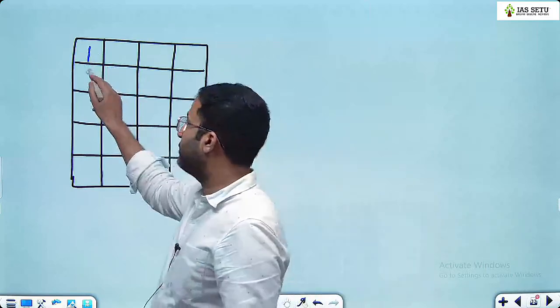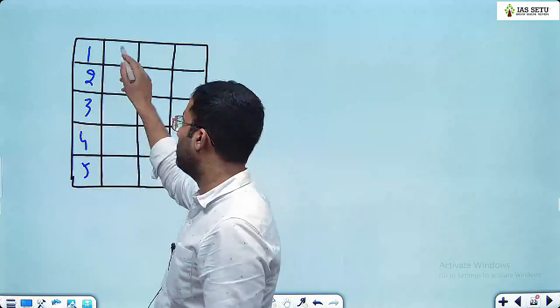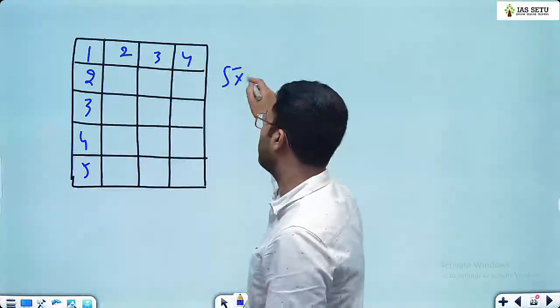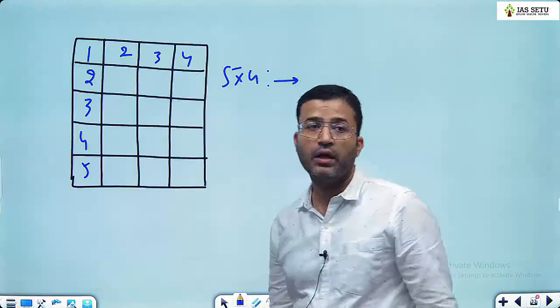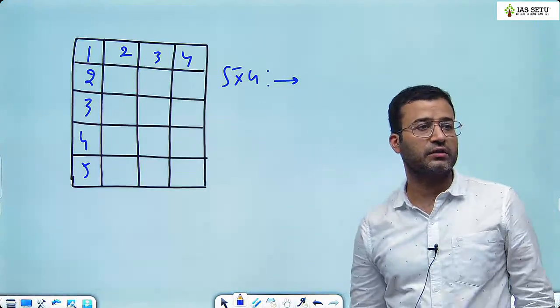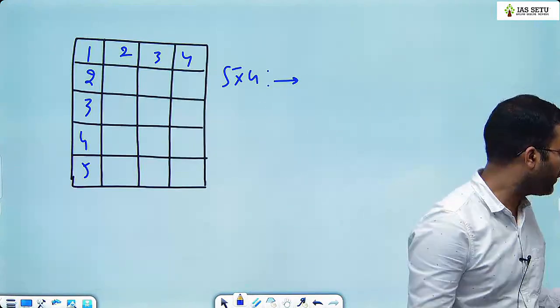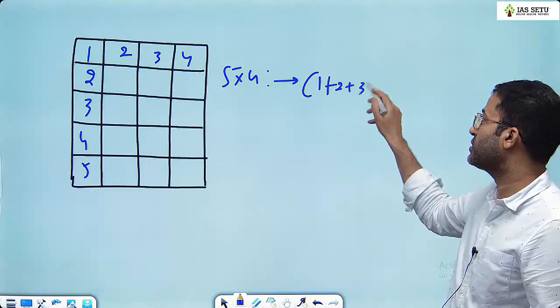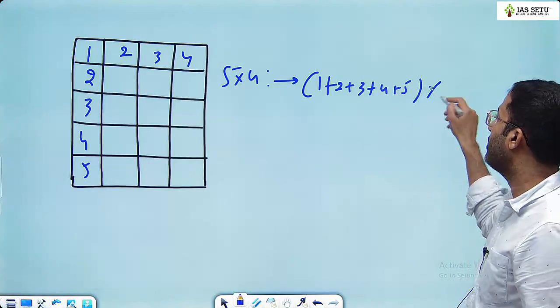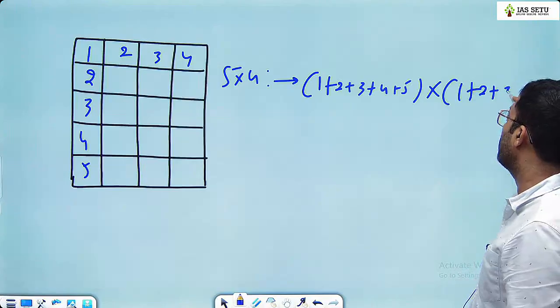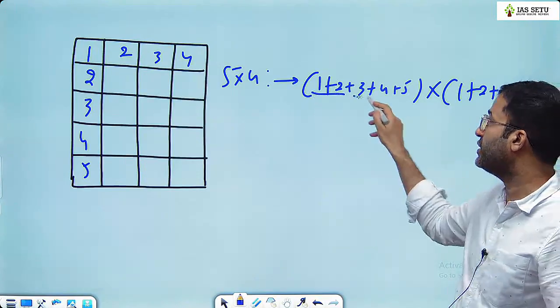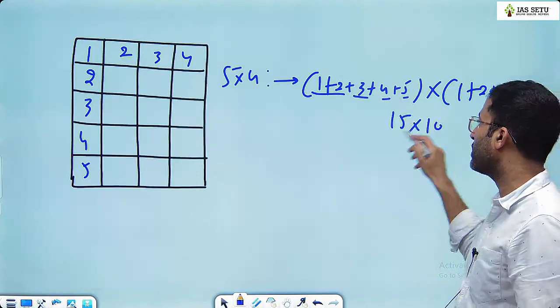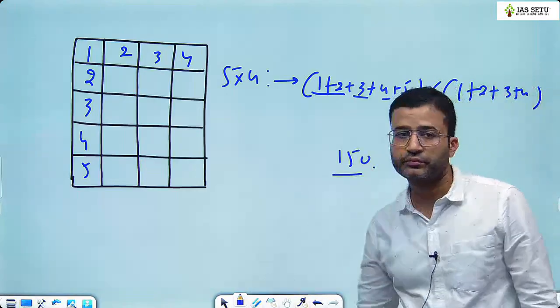Now here we name this figure 1, 2, 3, 4, 5. You can write 5 by 4 or 4 by 5, doesn't matter. All of you, what is your answer? All of you got answer 150, including the online student. So this is 1 plus 2 plus 3 plus 4 plus 5, second bracket 1 plus 2 plus 3 plus 4. 3, 6, 10, 15 into 10, 150.